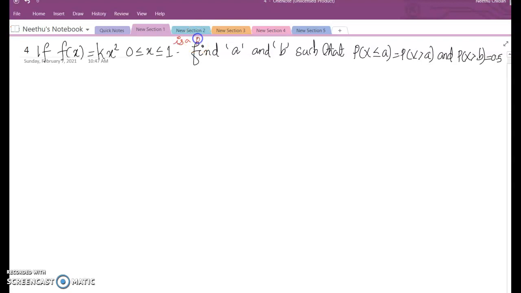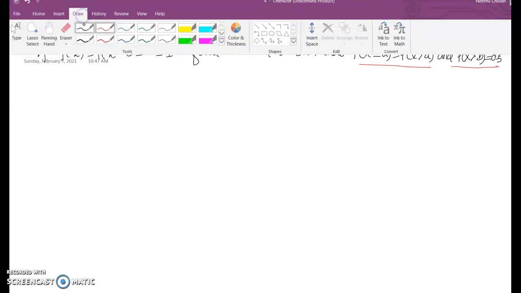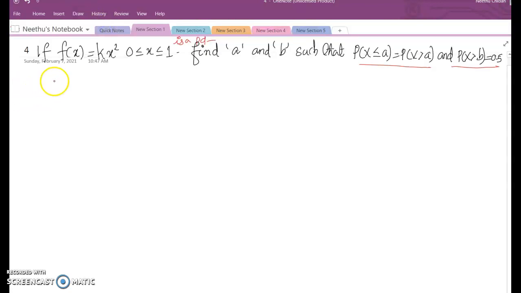Is a PDF. Find a and b such that P of x less than or equal to a equals P of x greater than a, and P of x greater than b. We have to find the a and b for which these two conditions hold. That is the question. Given f of x equal to kx square is the PDF.